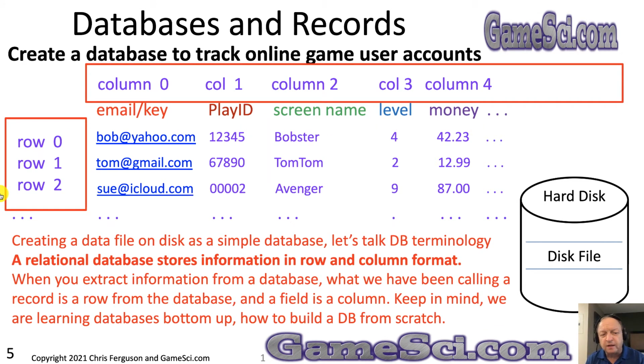Creating a data file on disk is a simple database. Let's talk DB terminology first though. A relational database stores information in a row and column format. When you extract information from a database, what we've been calling a record is a row from a relational database. And what we've been calling a field is a column in the data.